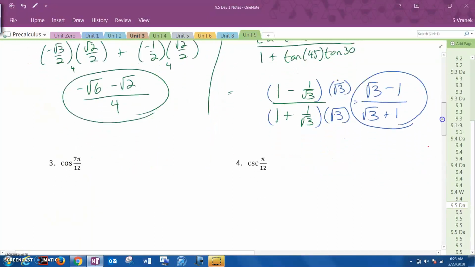Okay? Now with radians, you want to look for fractions that reduce.